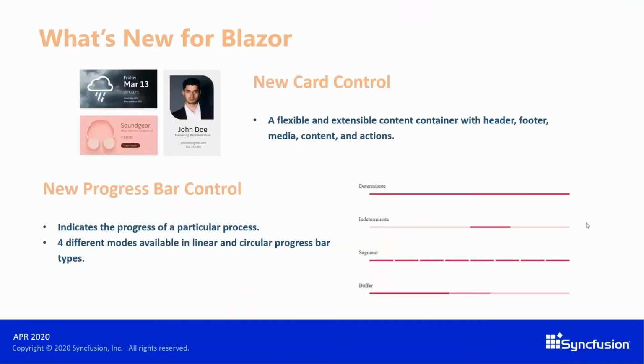Now the next set of controls are the card control and the new progress bar control. As we all know, we use the card component to display the content in a well formatted and organized style. So you can easily customize the header, content, and footer of the cards in whatever way you want. Like you can add any image, links, or whatever. So let's look at the examples now.